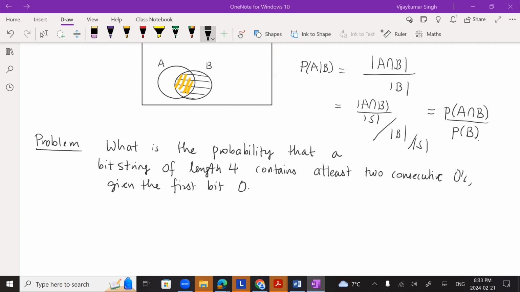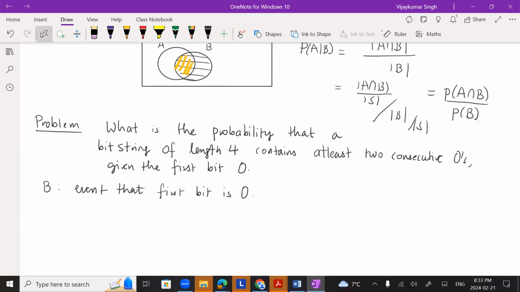Let's have A, B, C. Let B be the event that the first bit is 0. And now you're looking at, out of those, how many of them have consecutive zeros? So that's one way of looking at this problem. Another way of looking at this problem is by conditional probability, which is P of A intersection B upon P of B. So let's talk about it.